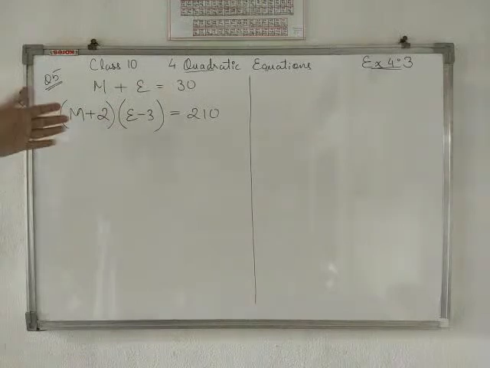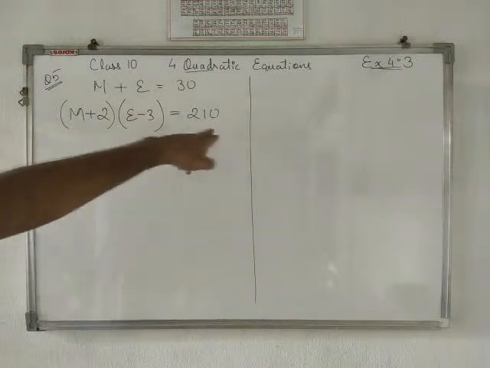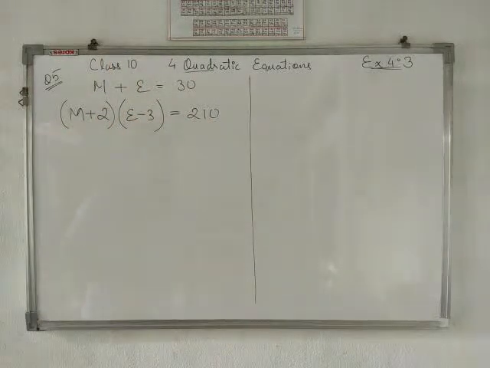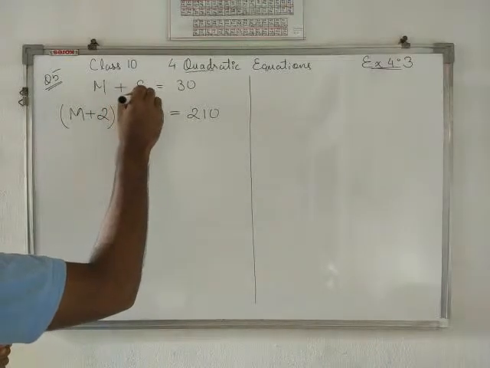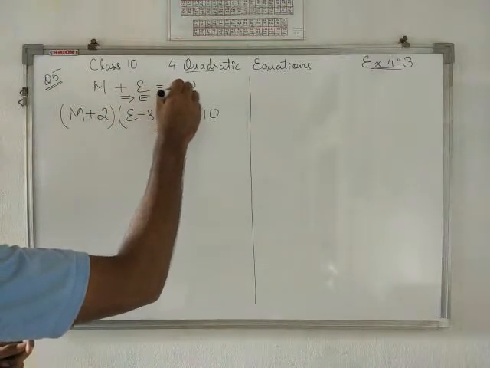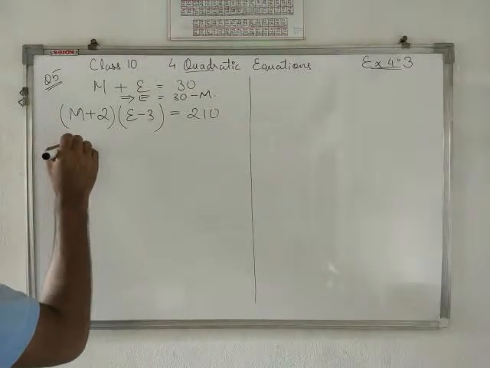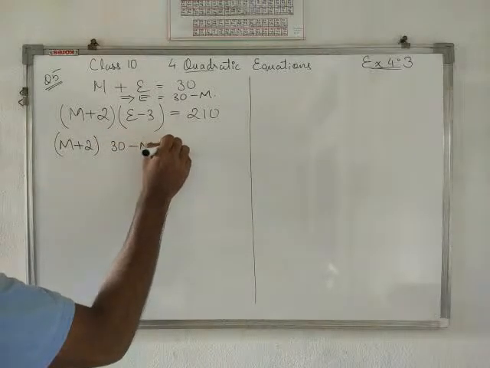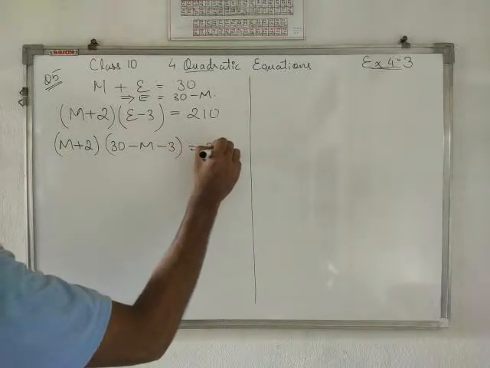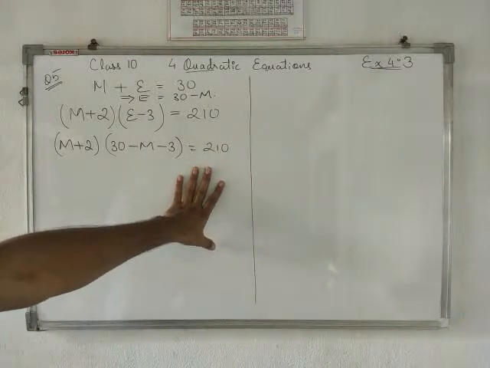So what I need to do here is use the substitution process to make this equation in one single variable. Just find the value of E from the first equation, that will be 30 minus m, and put it here. So it will be this one. Understood? So this is my final equation. I hope you have understood.